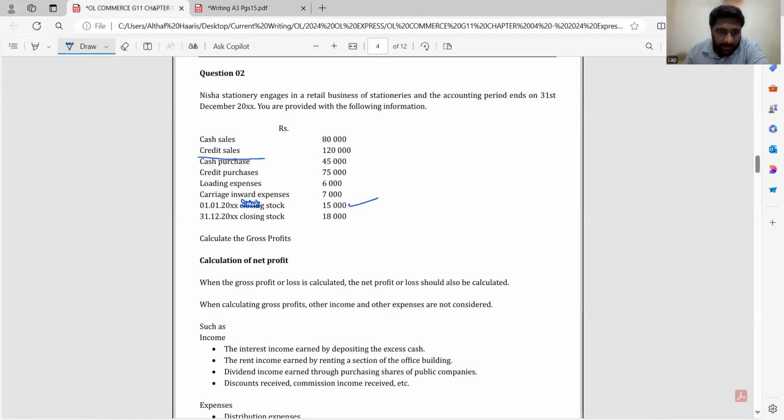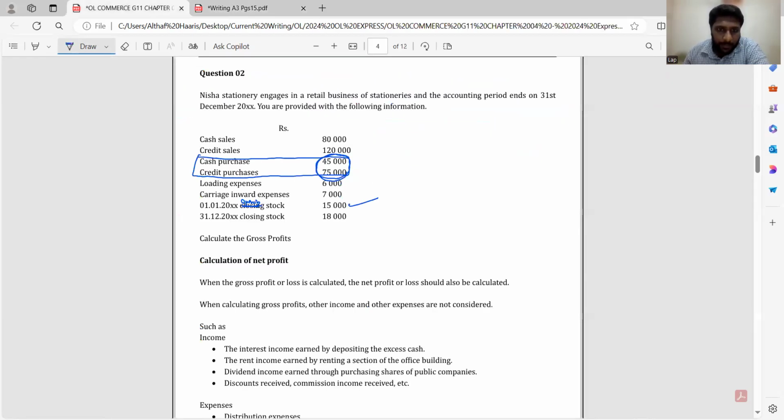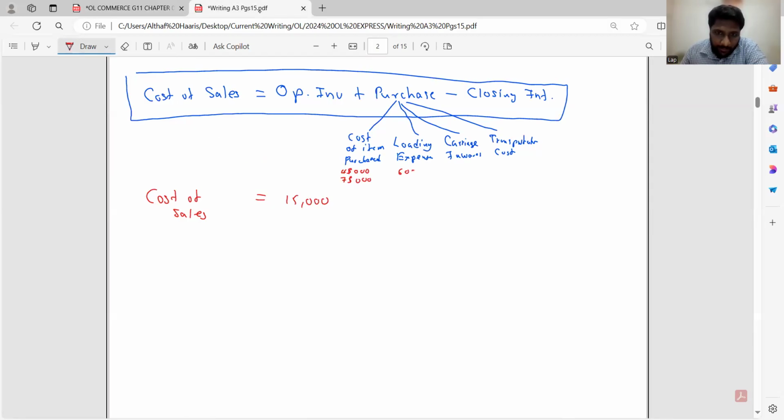Purchases, you have two types. Cash purchase, credit purchase, everything you have to take. 45 and 75 both. Then you have loading and carriage, 6,000, 7,000. Take the total of 45,000, 75,000, 6,000, 7,000.